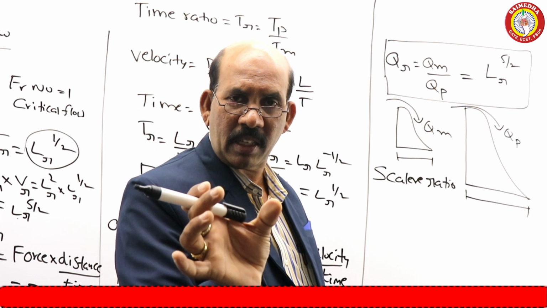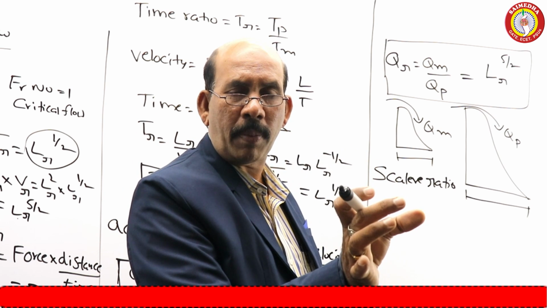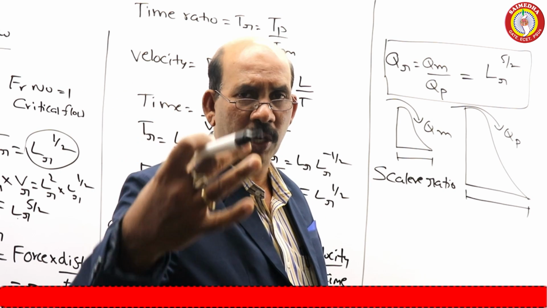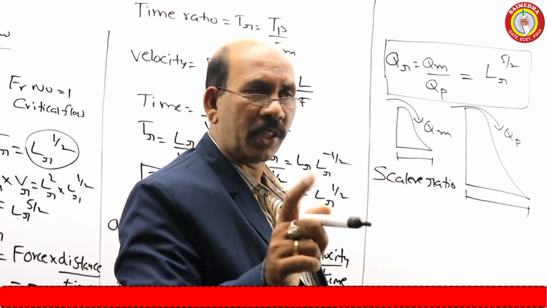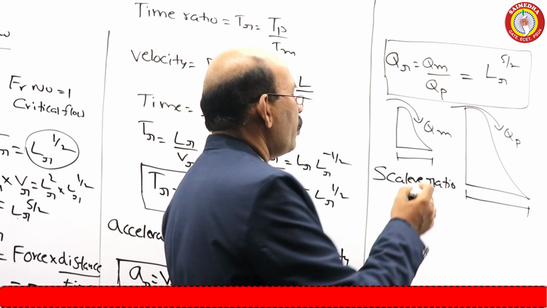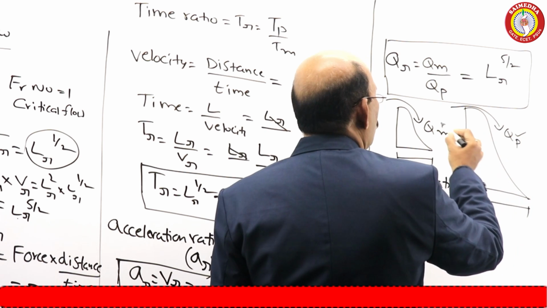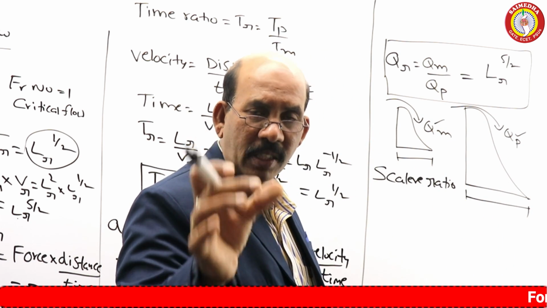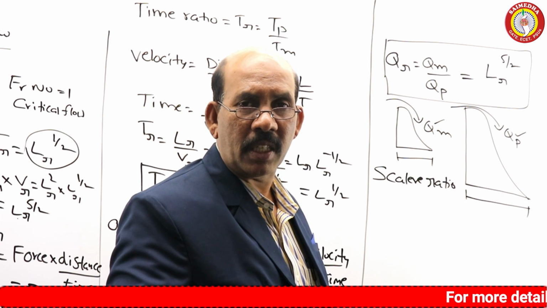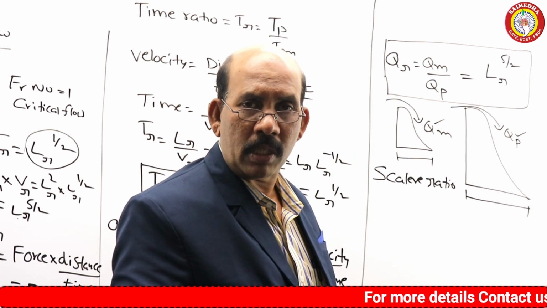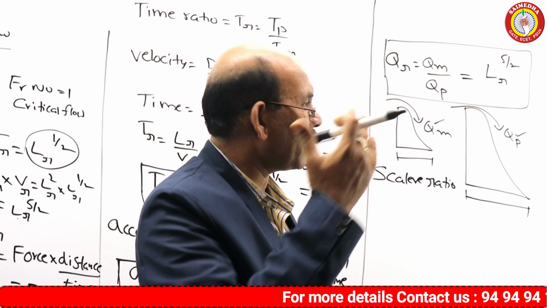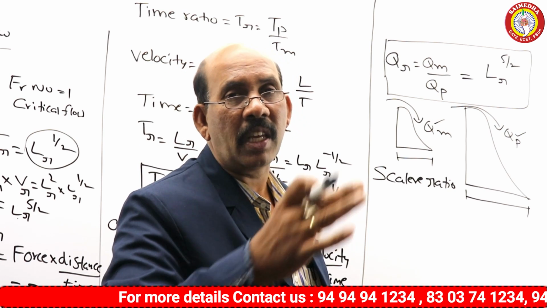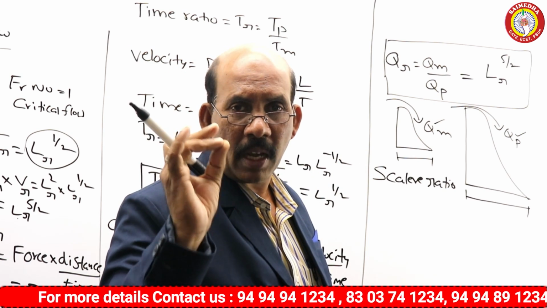Suppose the actual structure is 10 meters, you choose an appropriate scale. Is it 1:100 or 1:1000? Whatever the value, you can choose it. According to the scale ratio, you can calculate what QP should be, and you can perform the test on the model. In the model, once you fix the discharge, you see how much discharge it is able to allow through the spillway section, and using the value of the scale ratio you can calculate the discharge in the prototype. So that is the main application.